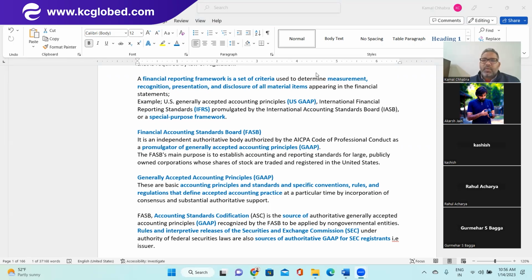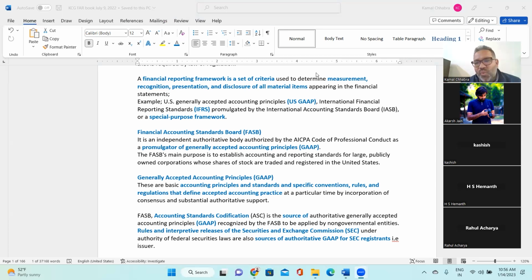What is a financial statement? What are the key components of a financial statement? Any idea? Profit and loss account, balance sheet, and cash flow statement. Balance sheet, cash flow statement. What else? Statement of changes in equity. Statement of equity, yes. Okay. What else? Sir, notes to accounts as well. Also statement of debt. Okay, that's part of notes to accounts.